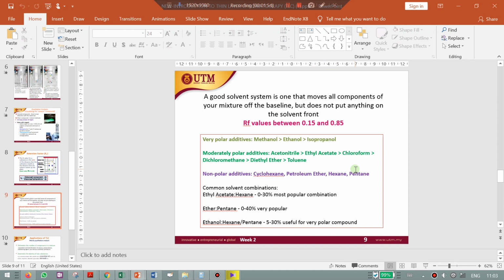But usually, actually, we combine the solvents. Common solvent combinations: ethyl acetate hexane, ethyl acetate pentane, ethanol hexane. We actually combine to get our desired polarity. In my experience, I actually combine. I have not used any single solvent only. I combine between polar and non-polar, for example, methanol hexane, or acetonitrile, ethyl acetate acetonitrile, for example.